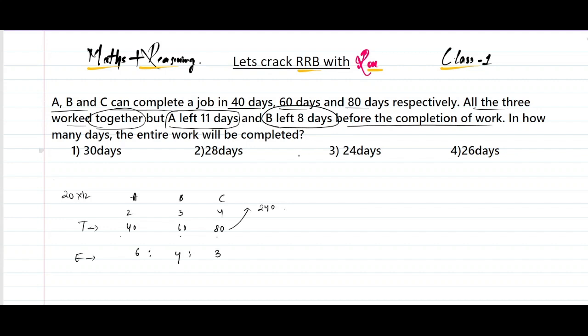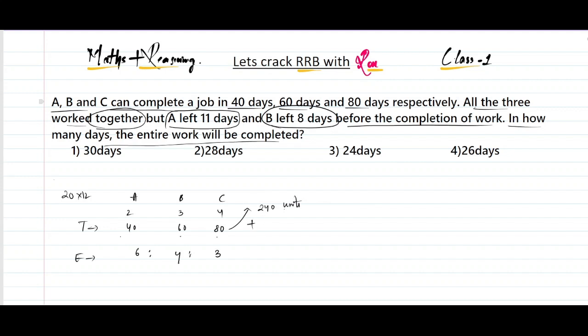Means before the completion of the work, A and B left a particular number of days before. In how many days will the entire work be completed? What is the total work here? LCM only, right? See, 40 into 6, 60 into 4, 8 into 3, anything same only. So 240 units is the total work.